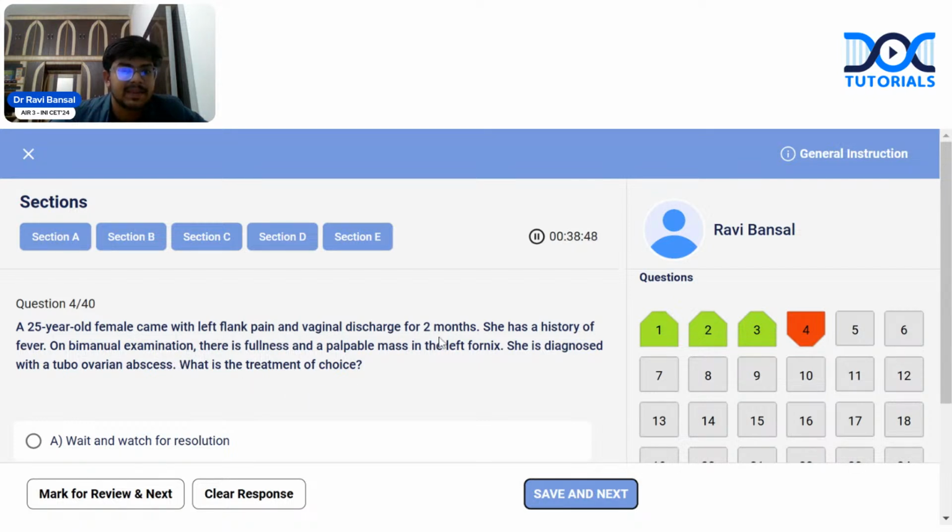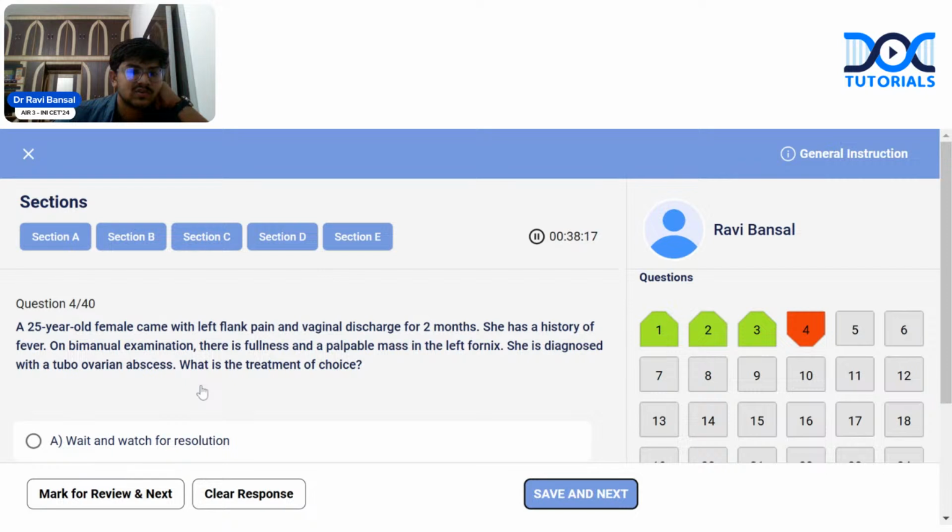So she has pain and discharge, and there is a mass in the left fornix. She is diagnosed with tubo-ovarian abscess. Treatment in tubo-ovarian abscess: we admit the patient and give IV antibiotics. When the patient improves, that's fine. If the size does not reduce or the patient continues to be symptomatic, we do minimally invasive surgery and drain that abscess.